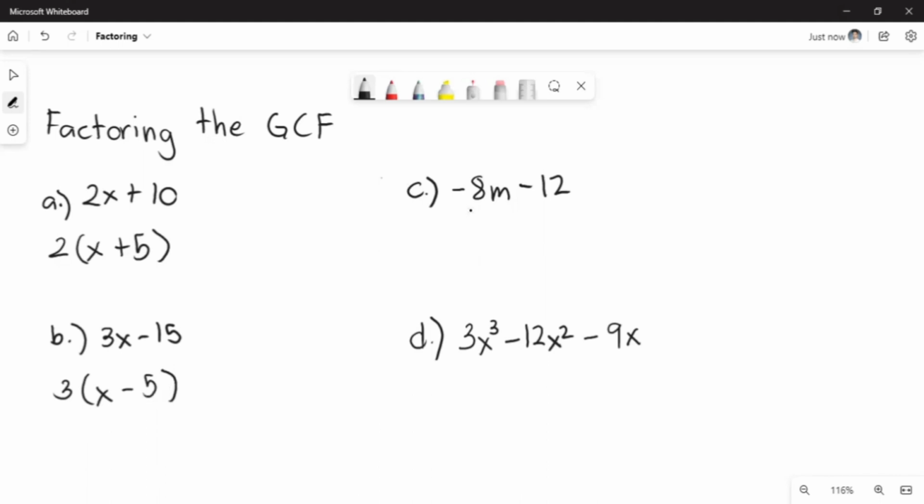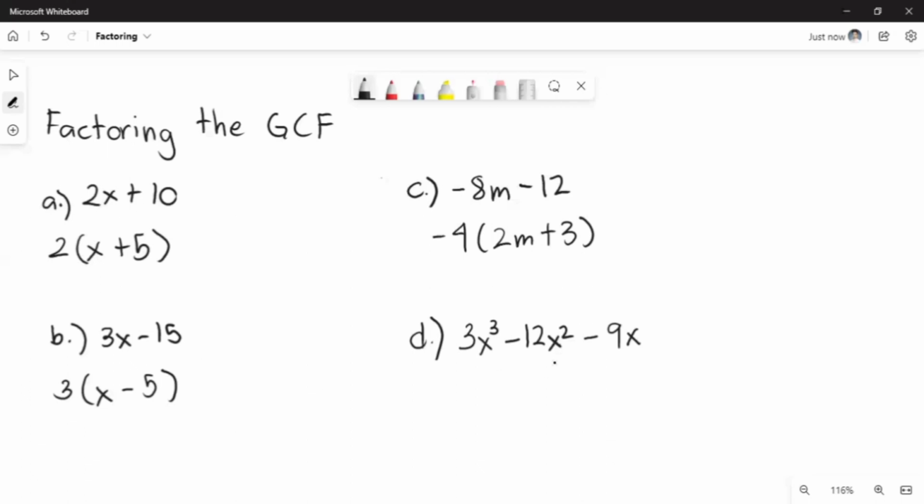Now, let's proceed to letter C. For letter C, since we have two negative numbers here, we can also factor out that negative value. Okay, so the common factor of negative 8m and negative 12 is negative 4. Now, let's have negative 4 here. Then negative 8 divided by negative 4 is 2m rather. And negative 12 divided by negative 4 is positive 3. Therefore, the answer is negative 4 times the quantity of 2m plus 3.